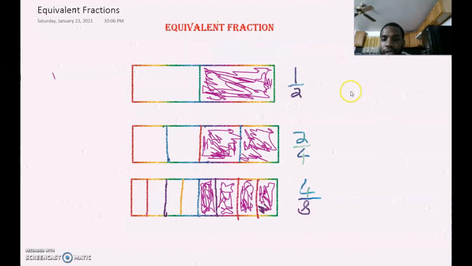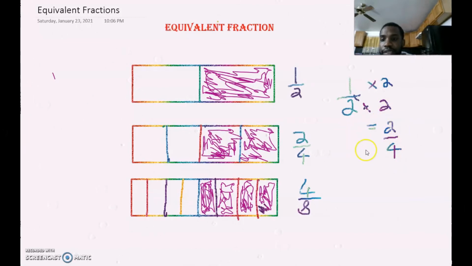Now, how does this work? Alright, 2 quarters. If we were to take a half and we were to multiply the numerator by 2 and the denominator by 2, we would end up with 2 times 1 is 2 over 2 times 2, which is 4. We end up with 2 quarters.